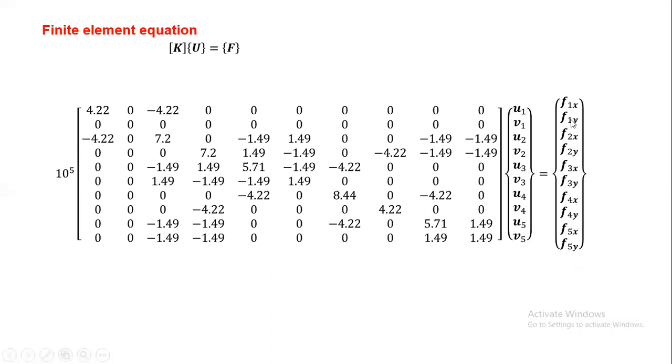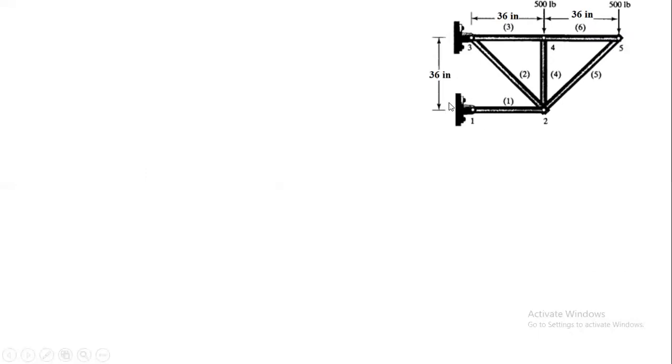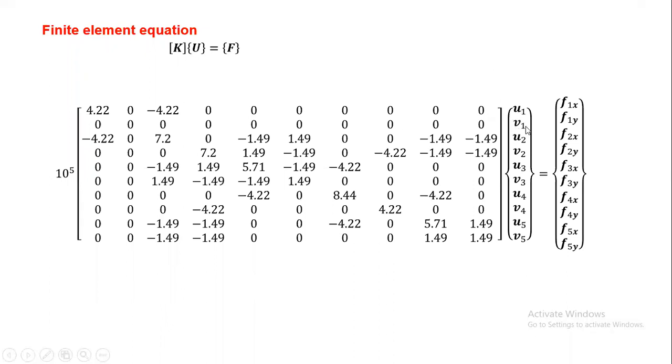One is in x direction, one in y direction: at node 1 x and y, node 2 x and y, 3x, 3y, 4x, 4y, 5x, 5y. Okay. Now, after writing the finite element equation, you write the boundary conditions. Now, what are the boundary conditions? Here, this displacement is 0, this displacement is 0. That is, u1 v1 is 0 and u3 v3 is 0. In the last equation, you write u1 v1 equal to 0, u3 v3 equal to 0.